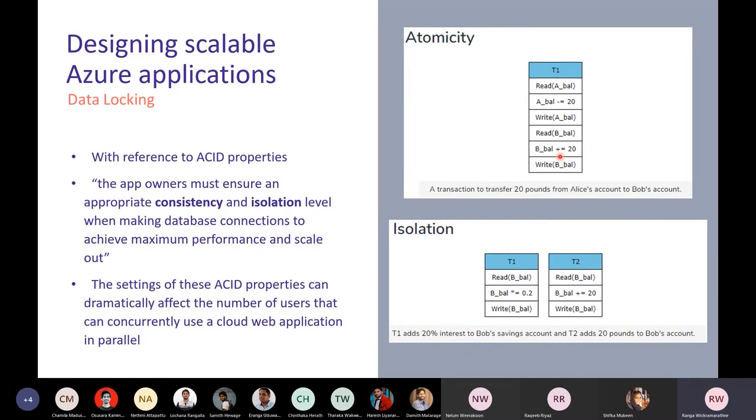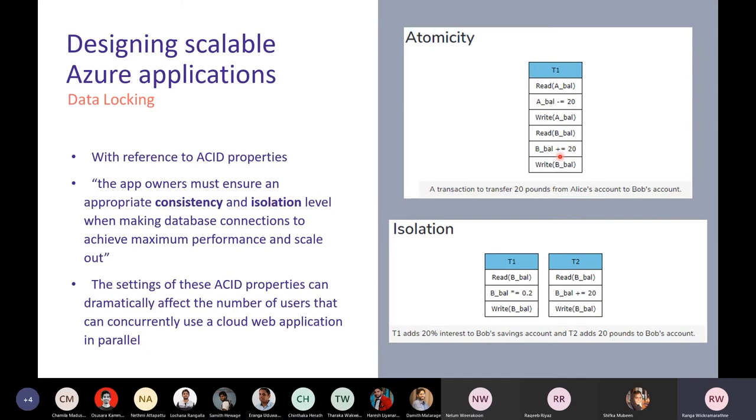Another thing is isolation. Let's assume that there are two transactions, T1 and T2, coming to the same table and the same row set, but the order of transactions should be in a particular order, because T1 has to be executed prior to T2. If T2 executed prior to T1, things will be very difficult to identify, because one is an add operation and the other one is a multiply operation. So the balance will change. There should be isolation to run T1 first and T2 second.